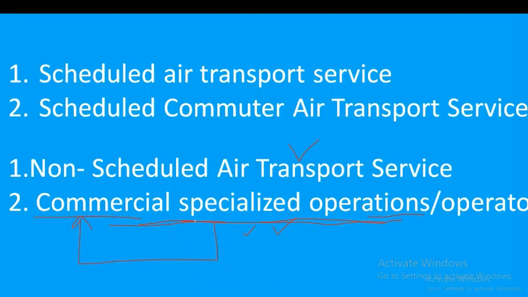Okay, so you should remember that in India there are four types of air transport operators. One is the scheduled air transport operator, another is the scheduled commuter air transport operator, another is the non-scheduled air transport service provider, and another is the non-scheduled commercial specialized operations operator. You got four types of operators in India.